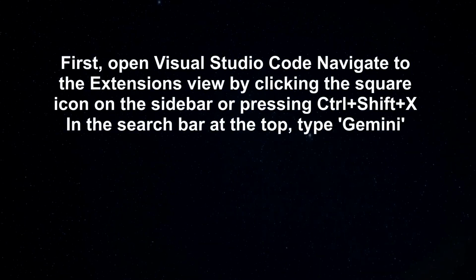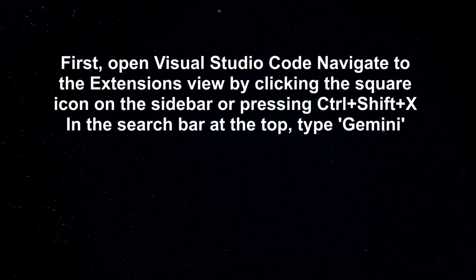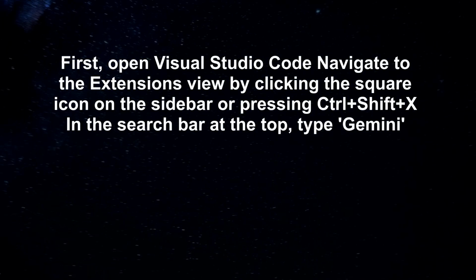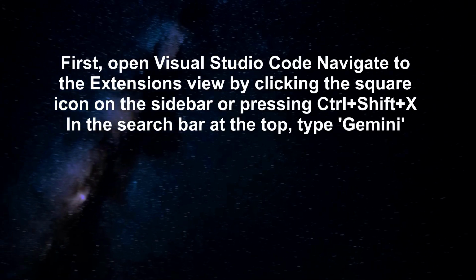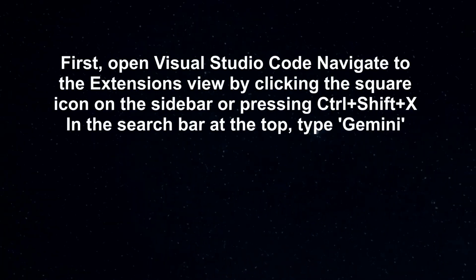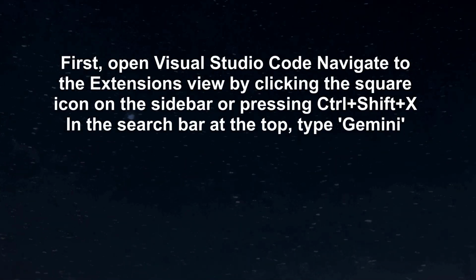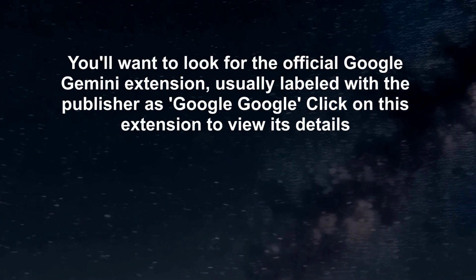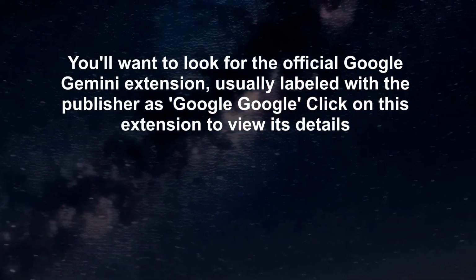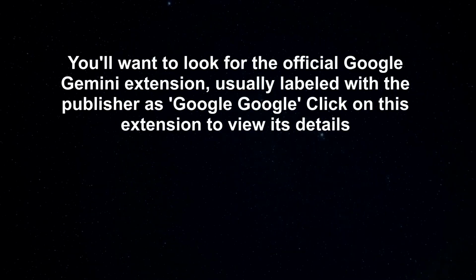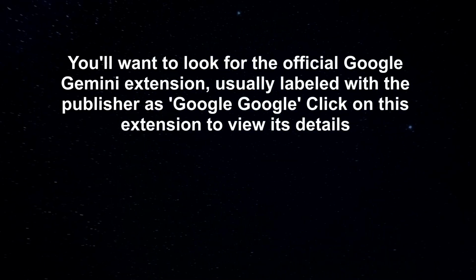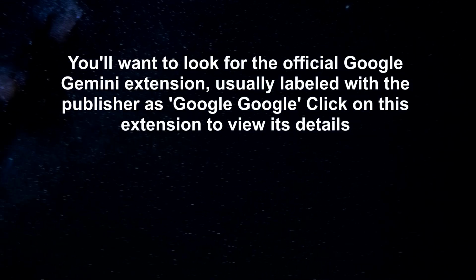First, open Visual Studio Code, navigate to the Extensions view by clicking the square icon on the sidebar or pressing Ctrl+Shift+X in the search bar at the top. Type Gemini. You'll want to look for the official Google Gemini extension, usually labeled with the publisher as Google. Click on this extension to view its details.